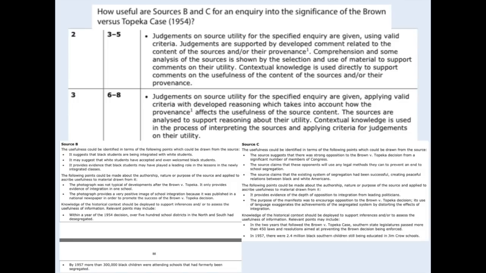So, the how useful question. First up is the mark scheme there. And you can see you have to write about why the source is useful, or what it's useful for, as well as what the limitations of the source are, why they're not completely useful, why there might be reasons to question them. So let's see what I might have put.